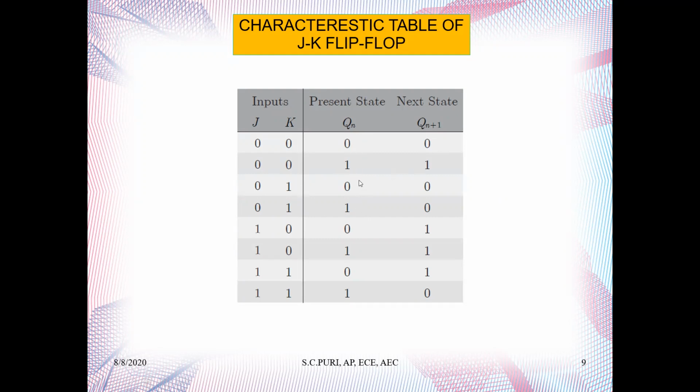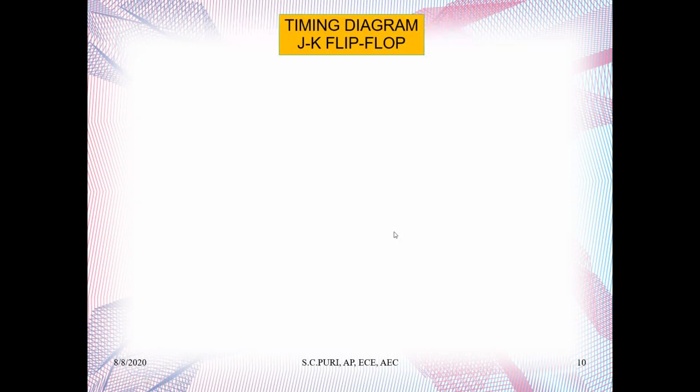That means whatever will be in the next state, it will be reset to 0. 1 0 is a set condition. That means whatever is there in the present state in Q, the next state will be set. The 1 1 condition is a toggling condition. That means if the present state is 0, the next state, that means after excitation, it will be 1, and if the present state is 1, after excitation it will be 0. So likewise you have to make the characteristic table of all the flip-flops.